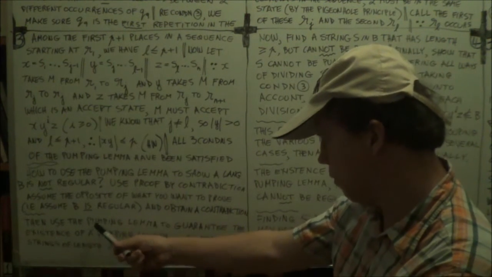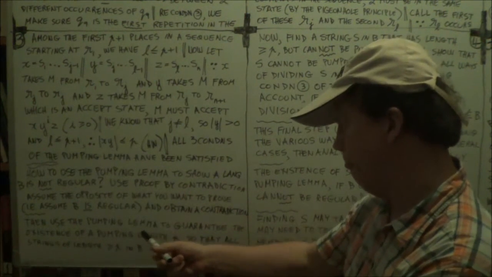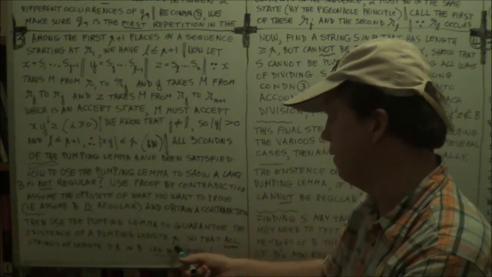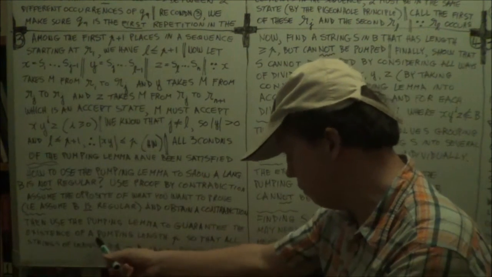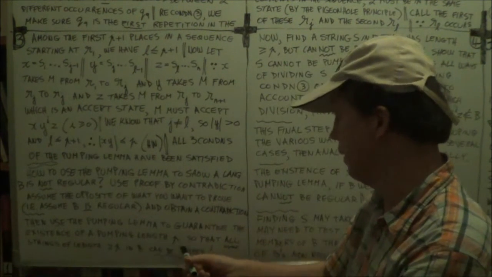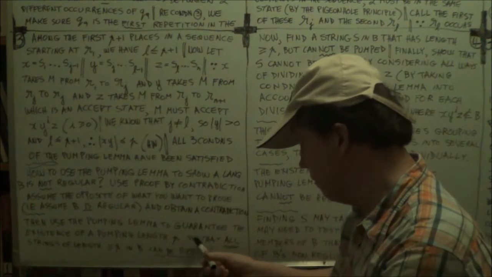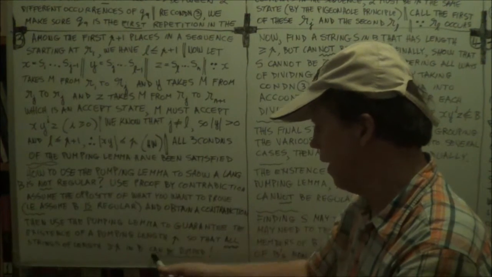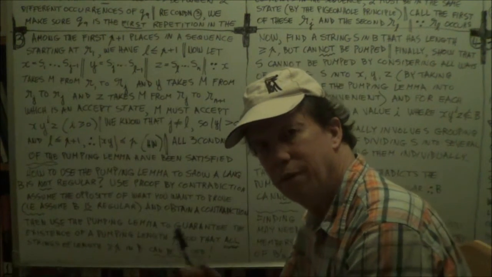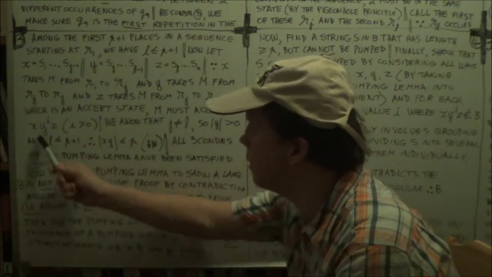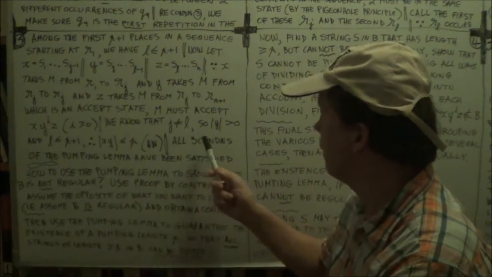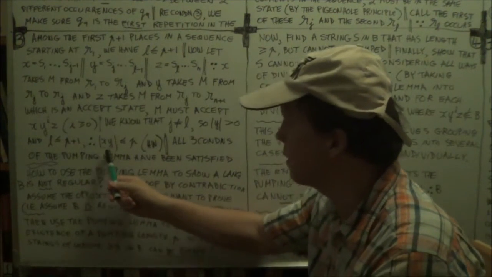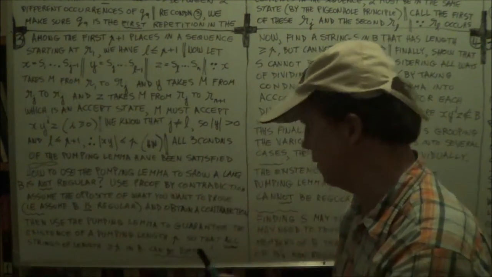Here's a sort of formal statement. The pumping lemma guarantees the existence of a pumping length p. So the pumping lemma says there is a pumping length little p, so that all strings of length greater or equal to that little p can be pumped. Meaning, xy^iz belongs to the language, the size of y is positive, and the size of xy is less or equal to p. Those three conditions.